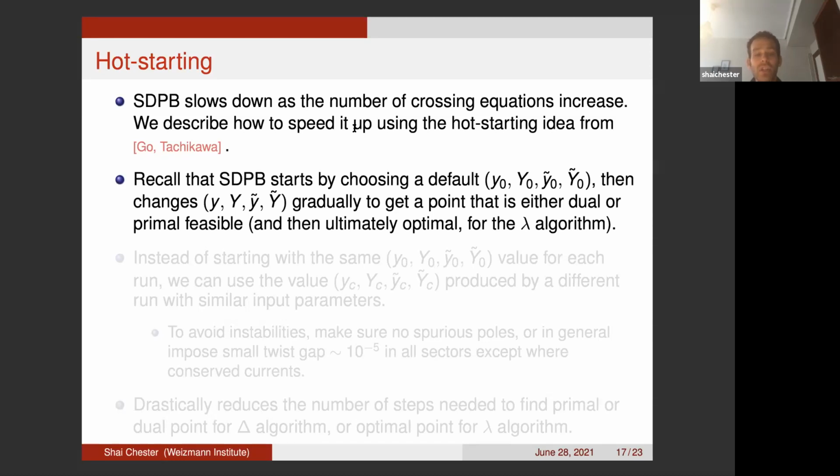And then it gradually changes these values to get to a point that is either dual or primal feasible. And then in the case of the OPE coefficient algorithm, eventually you want it to be optimal, such that you have an objective function for both, which gets very close to each other.